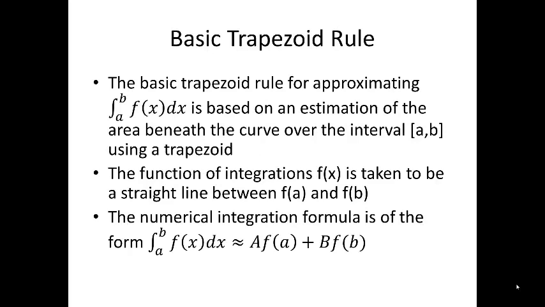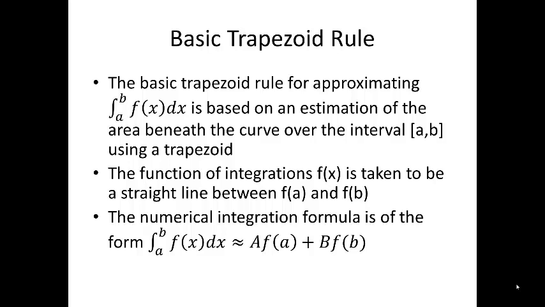The basic trapezoid rule for approximating the integral from a to b of f(x) dx is based on an estimation of the area beneath the curve over the interval [a, b] using a trapezoid. The function of integration, f(x), is taken to be a straight line between f(a) and f(b). The numerical integration formula is of the form: the integral from a to b of f(x) dx is equal to capital A f(a) plus capital B f(b).